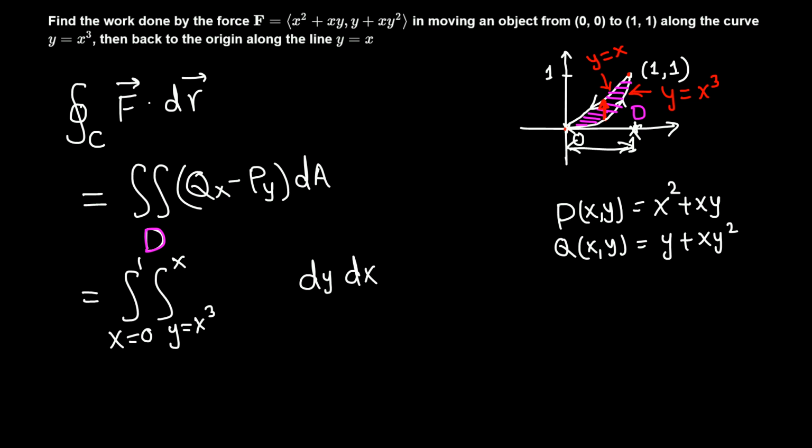Here is the integrand: Qx, the partial derivative of this with respect to x, is 0 plus 1 times y squared, just y squared, minus the partial of P with respect to y, which is 0 plus x. So y squared minus x is the integrand. Now we can evaluate easily.